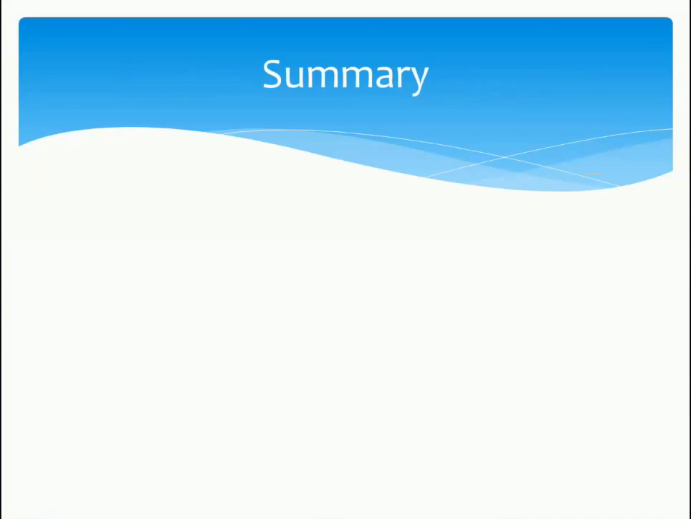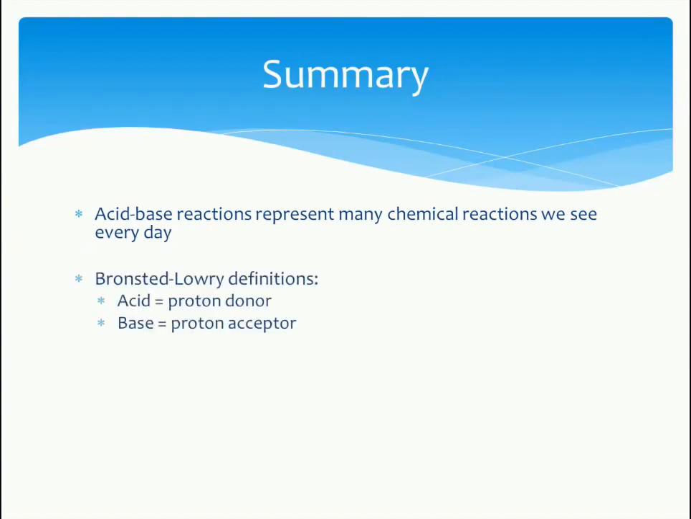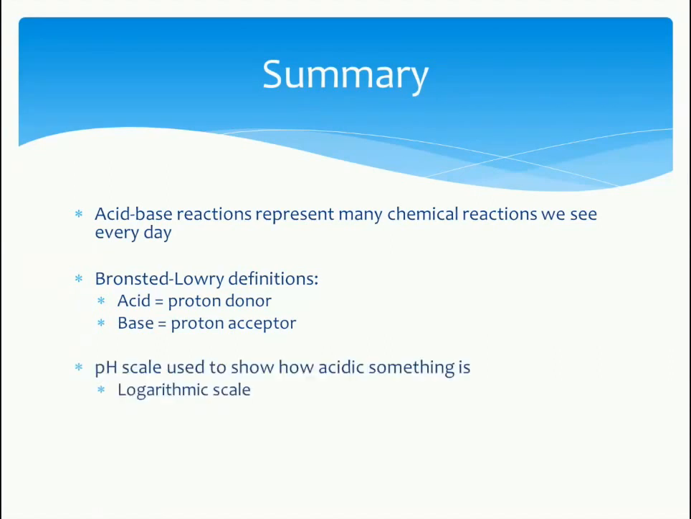Here are some take-home points. Acid-base reactions represent many of the chemical reactions we see every day. We defined acids and bases according to the Bronsted-Lowry definitions. An acid is a proton donor, while a base is a proton acceptor. Remember that the pH scale is used to show how acidic something is, and that the pH scale is a logarithmic scale. Finally, we did an activity where we used red cabbage as a pH indicator to test the pH of several common fluids.